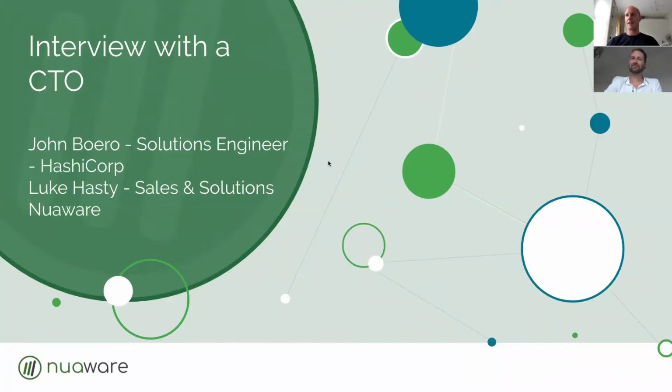This is one of a few little videos that we've done now over lockdown, titled "Interview with the CTO." I'm here with a good colleague and friend of mine, someone I've worked with for a good number of years, going back all the way to our automation days at Puppet. John Boero, who is a solution engineer and architect that we work with closely at HashiCorp.